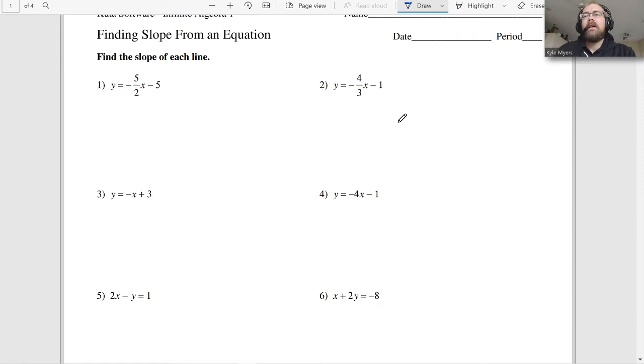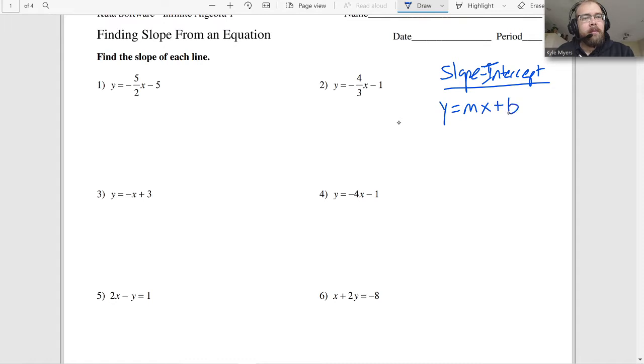This is finding slope from an equation. So, for number 1, 2, 3, 4, and then after that it gets a little harder. But for the first 4, they're in a certain form, and this form is called slope-intercept form. Okay, so I'm just going to write slope-intercept here. And so it's written like this: y equals mx plus b.